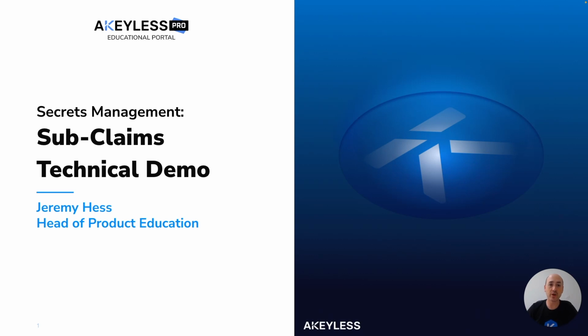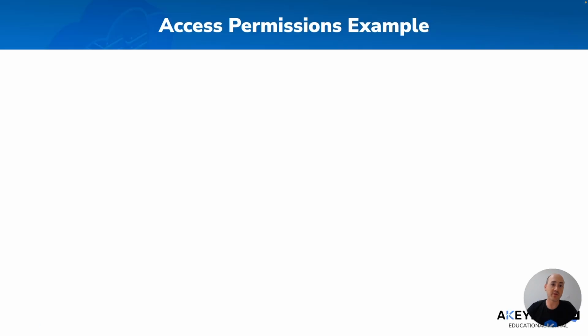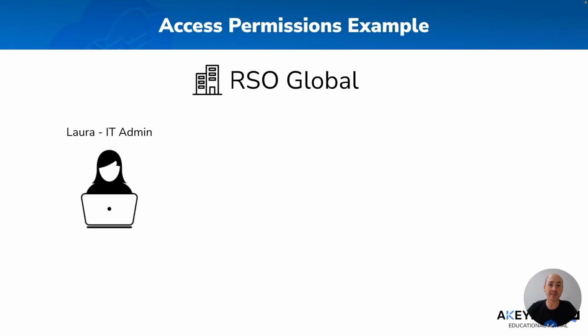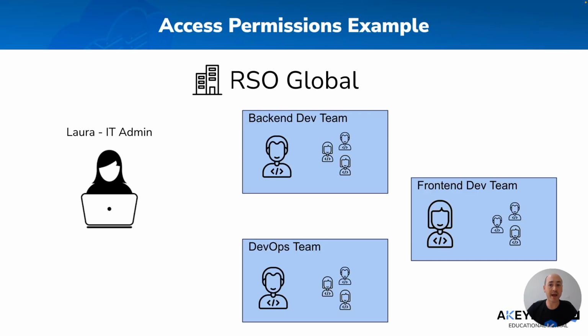Implement subclaims for authentication and access using Okta and Achilles. As you may recall from our previous video, subclaims provide a mechanism for organizations to implement fine-grained attribute-based access control. In this video, we're going to show how Laura, our IT manager, gives permissions to the backend team lead, Alex, to then give permissions to his team in order to enable them to access secrets for their applications.